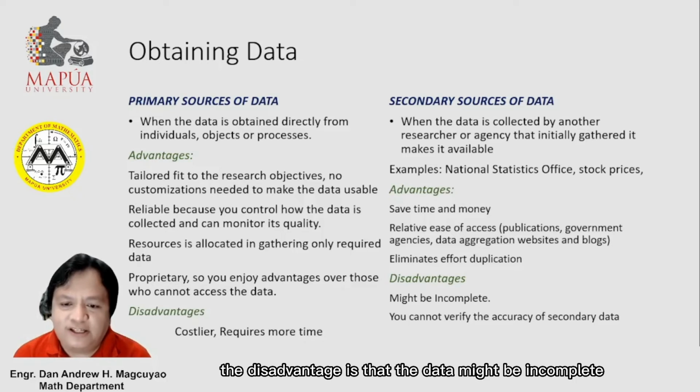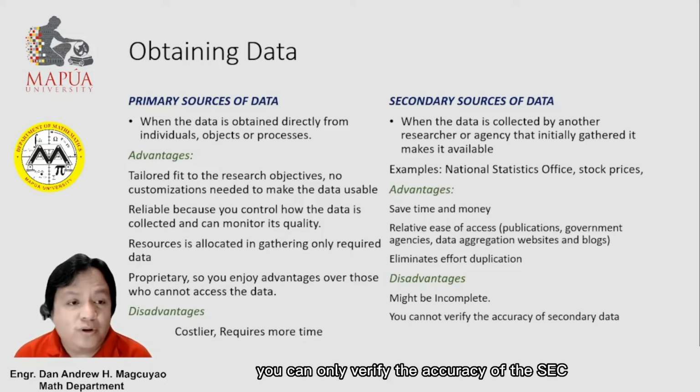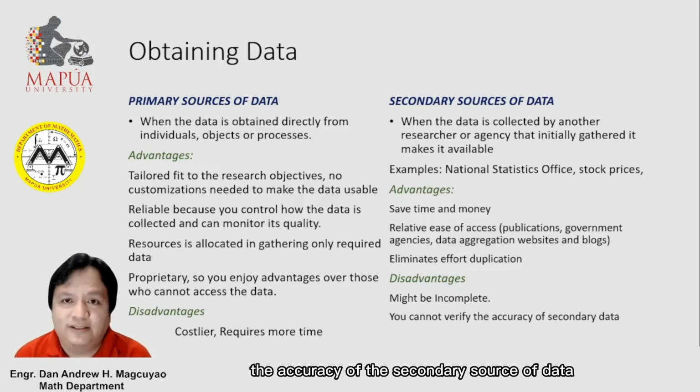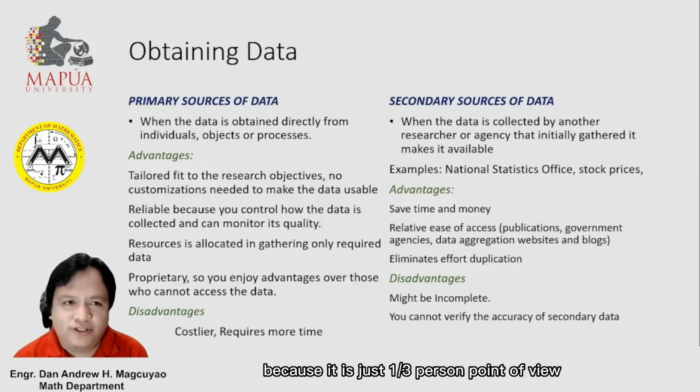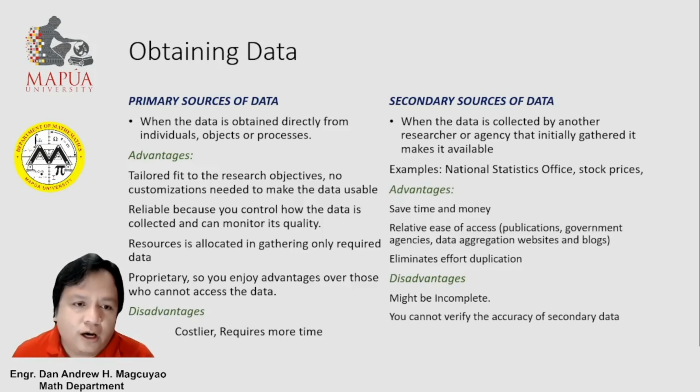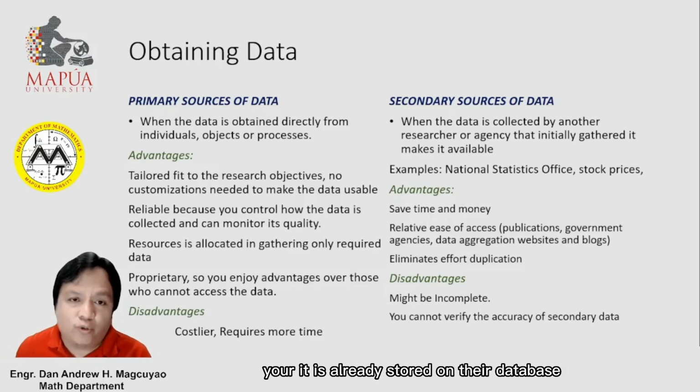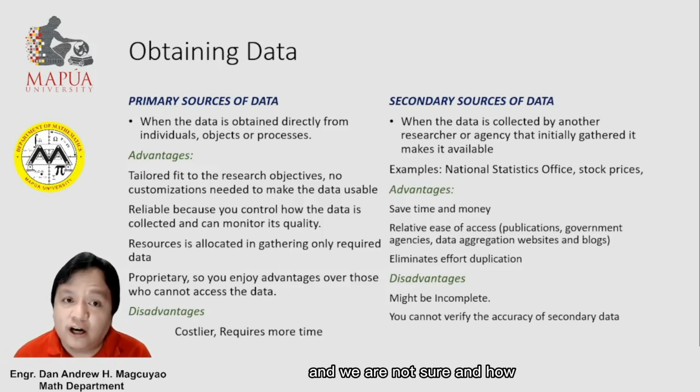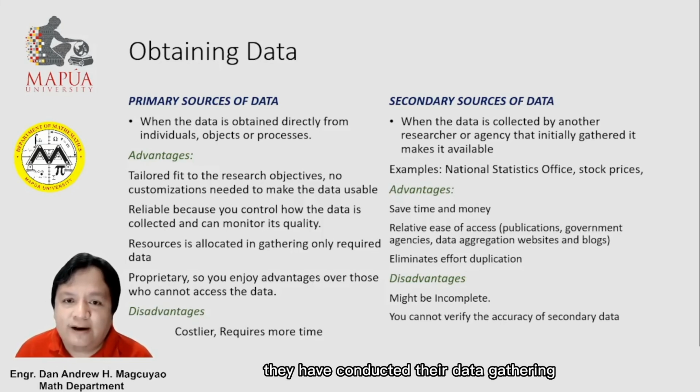The disadvantage is that the data might be incomplete. You cannot verify the accuracy of the secondary source of data because it is just a third person point of view. It is already stored in their database and we are not sure how they have conducted their data gathering.